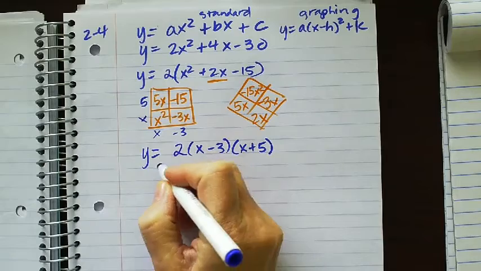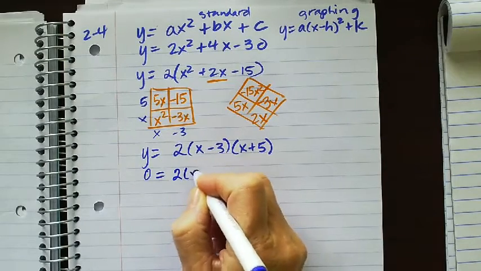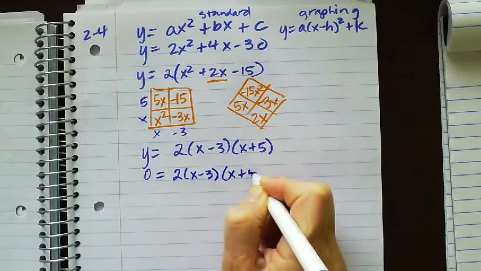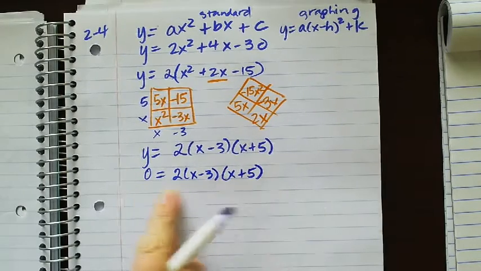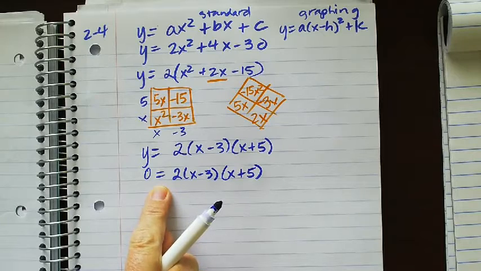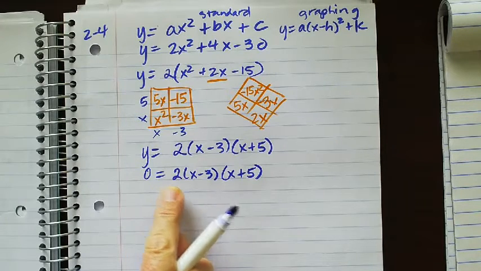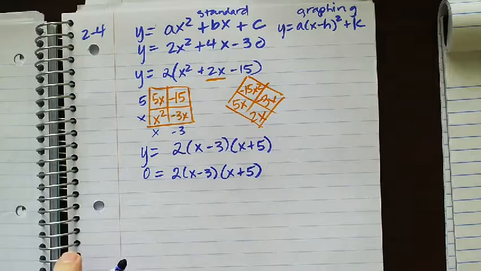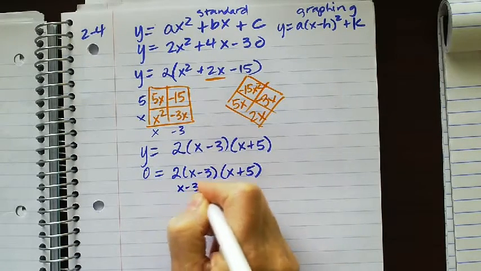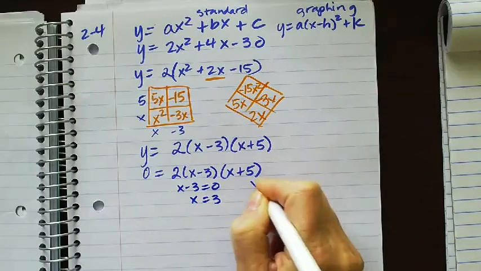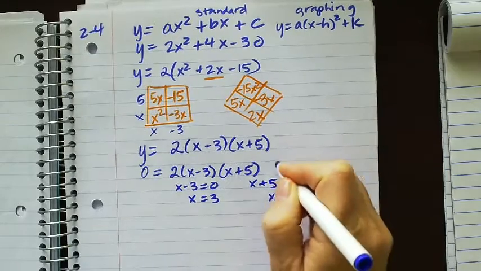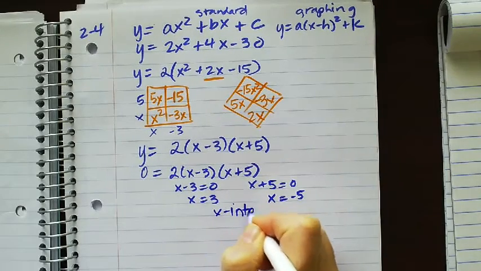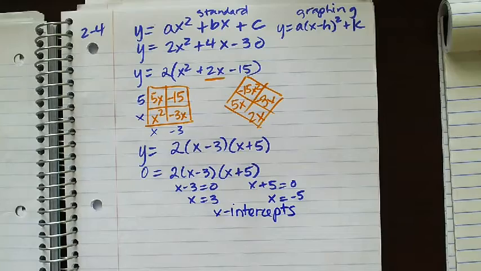So your x-intercepts, because you're using the zero product property: these three terms are being multiplied together, this is a term, this is a term, this is a term. If I'm multiplying them and I'm getting 0, if the product of an equation is 0, then one of these must be 0, or all of them could be 0, or 2 of them could be 0. So if x minus 3 is 0, x equals 3. If x plus 5 is 0, x equals negative 5. So those are my x-intercepts.